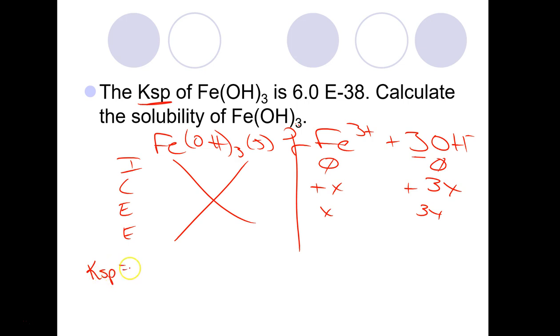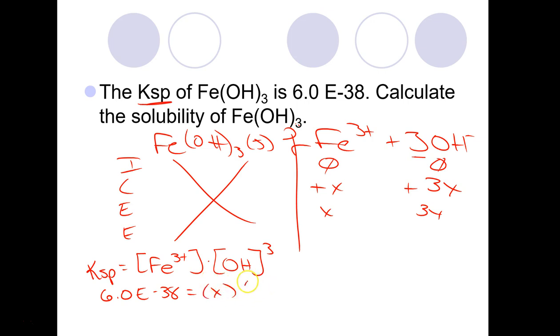The Ksp is the product, Fe3+ raised to its coefficient, multiplied times the other product raised to its coefficient, which is 3. So we're going to put in those numbers. x times the quantity 3x cubed. And again, I know it seems weird, but it will always be that way. The two of them are going to be the same thing. So 3 cubed is 27, not 9. So 27x cubed times x is 27x to the 4th, equals 6e to the negative 38.